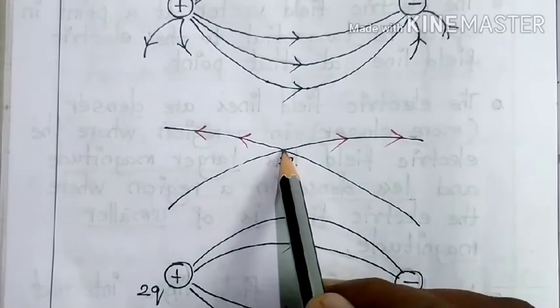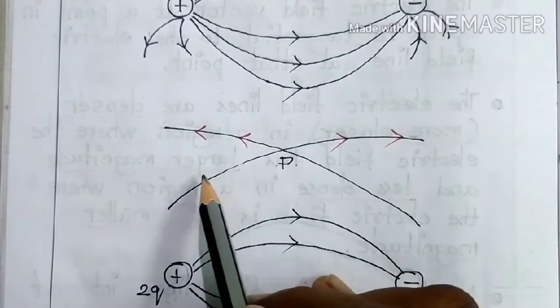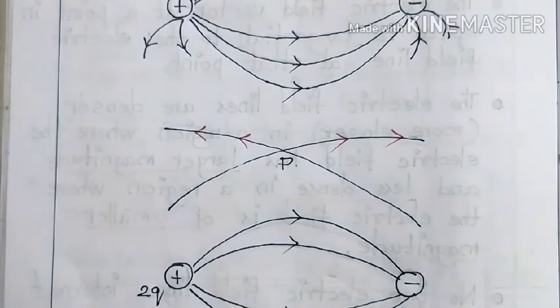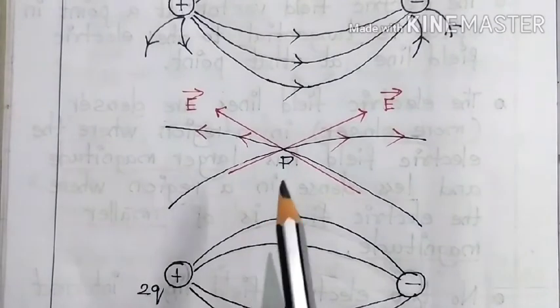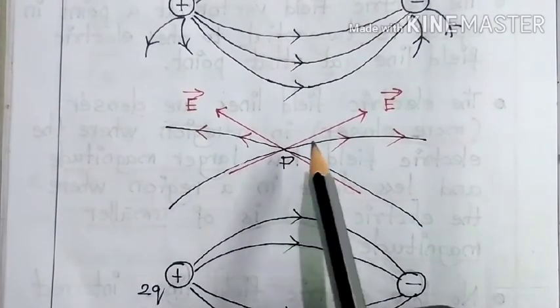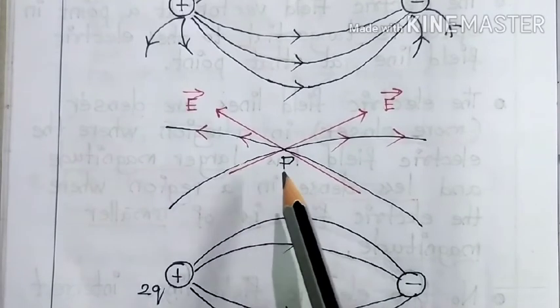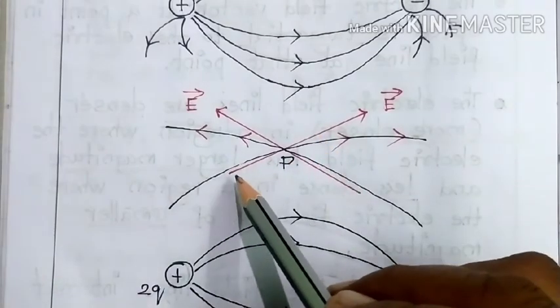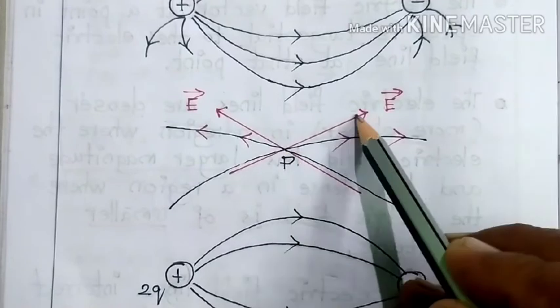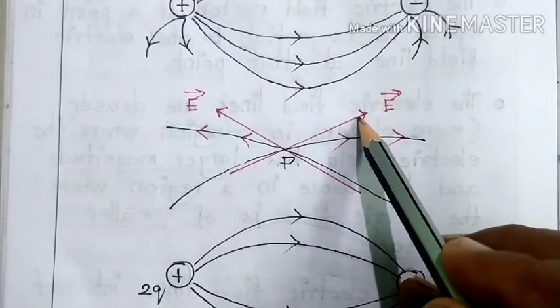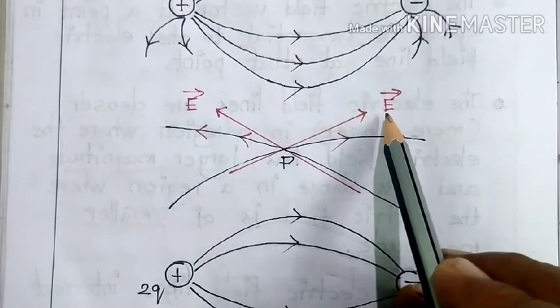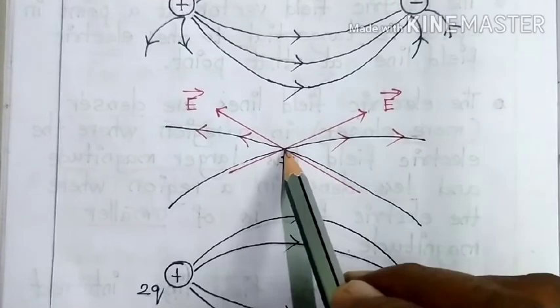At this point, if I draw a tangent, now I would like to find out the electric field at this point P. So what am I supposed to do? I should draw a tangent. Here a tangent is drawn. So the direction of this electric field is this at this point.